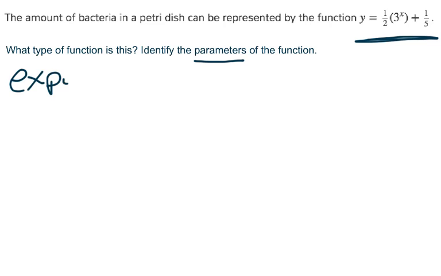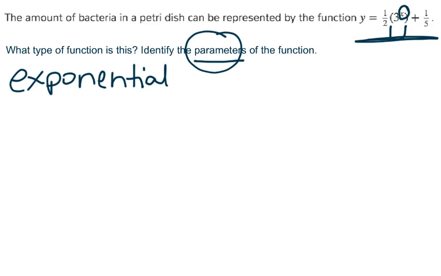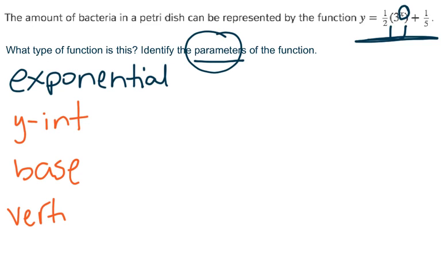To start off, we see that we have some amount that is getting tripled to the power of x, so it's being tripled exponentially. That makes this an exponential function. The parameters of a function are just the different parts of the function that make that function unique. So an exponential function has some sort of a y-intercept, it has a base to it, and sometimes it has a vertical or horizontal translation. In this case, we have a vertical translation.